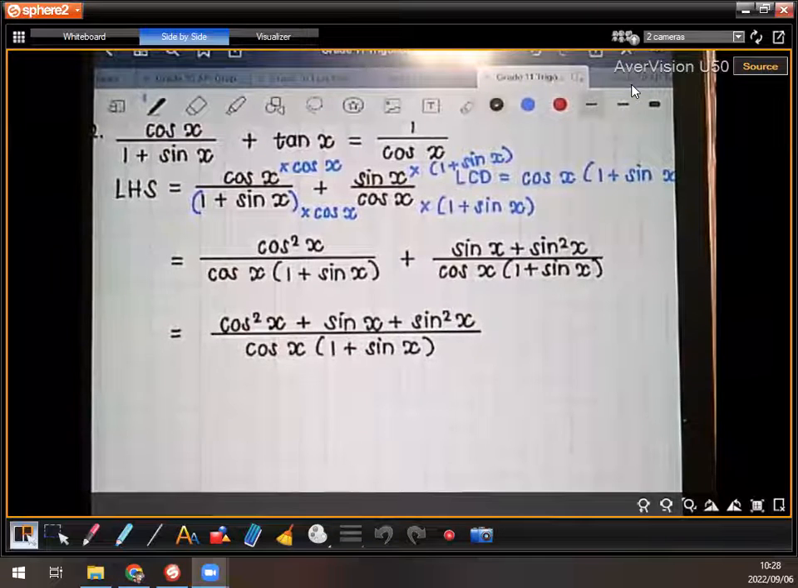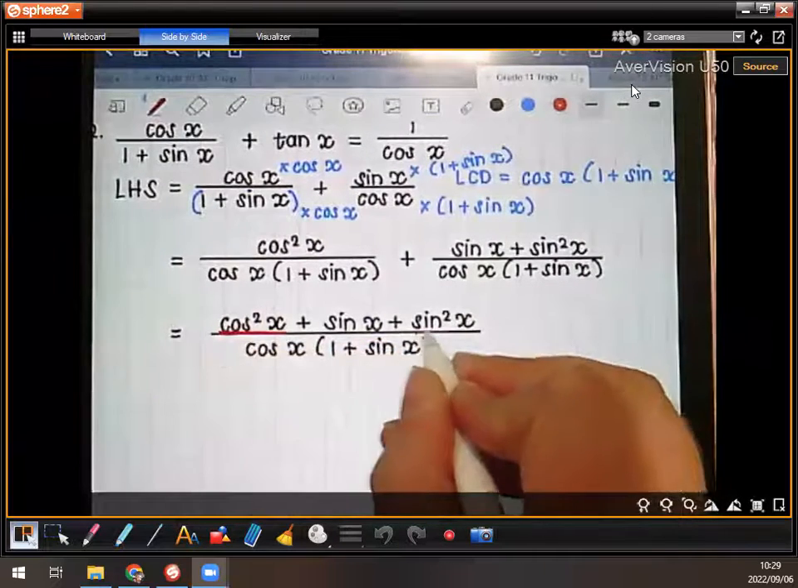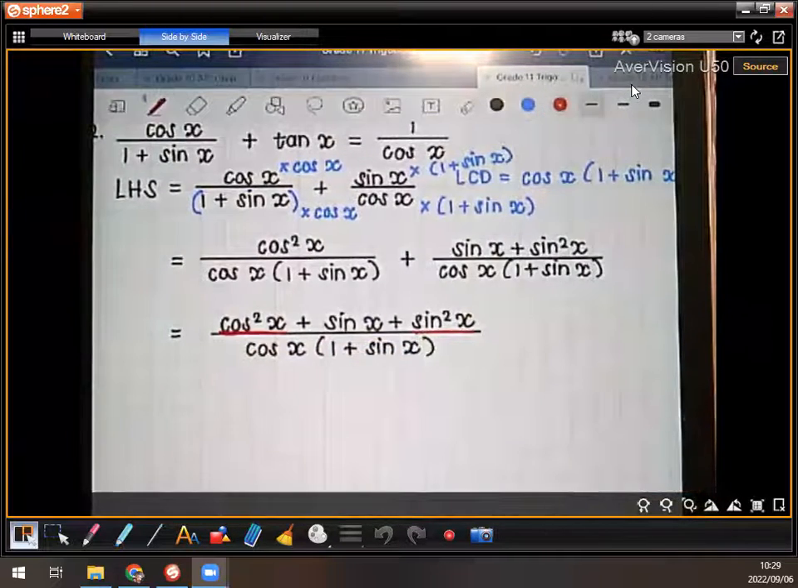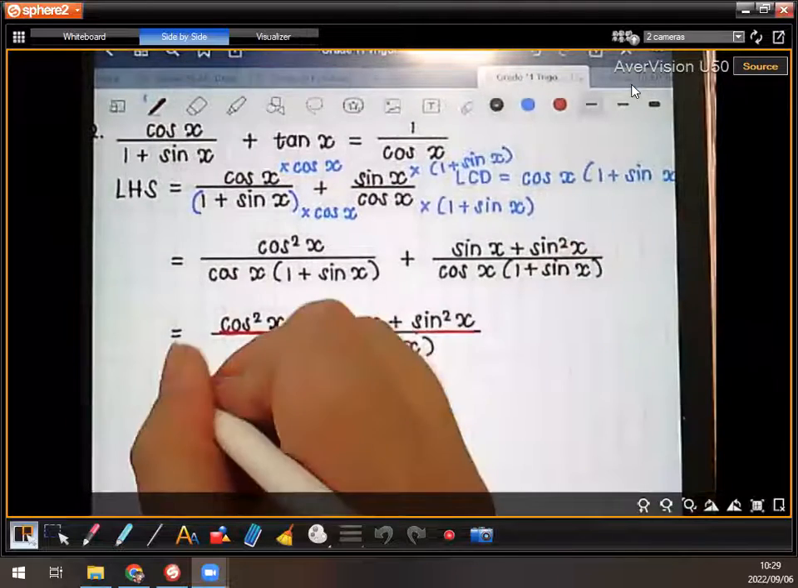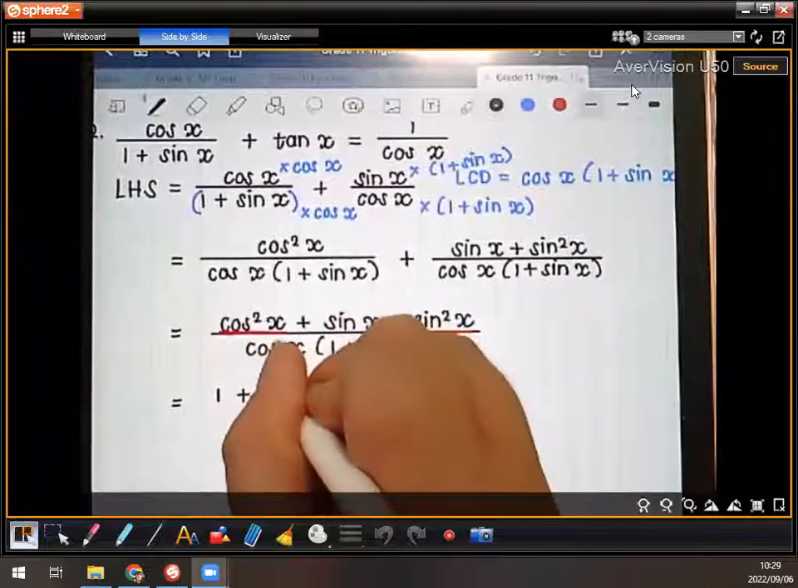Yes, well done. Cos squared plus sin squared is 1. Okay? Cos squared x plus sin squared x is equal to 1. Let's do that. At the top, we're going to have 1 plus sin x.